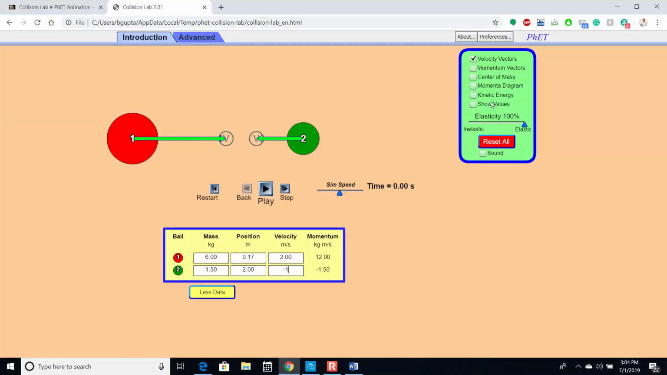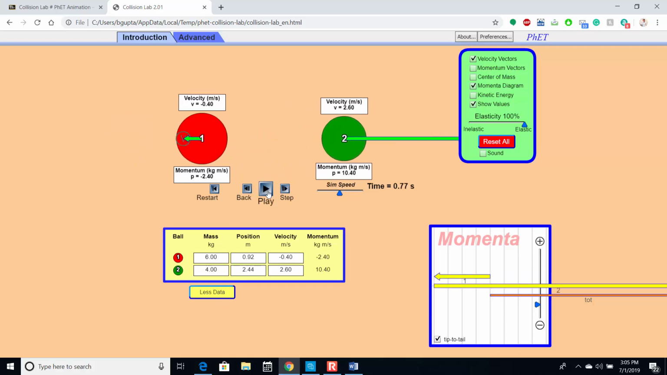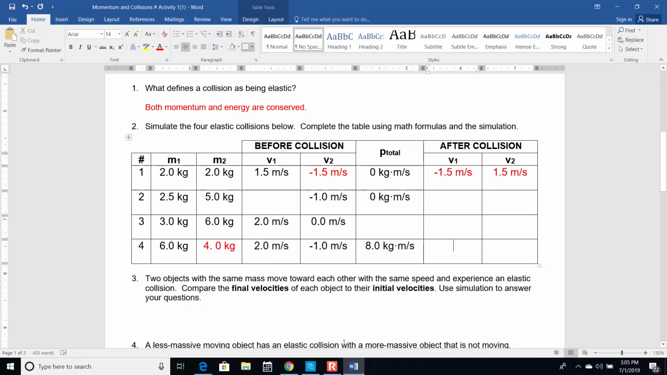Now all the values are showing here. The mass is now 4 kilogram. This mass is 4 kilogram. Okay, you see, and I can also get the momentum here. So you see the momentum is 12 and this is negative 4, so the total momentum is 8 now. And now I'm going to play this one. So after the collision, what I see, this one is moving at negative 0.4 and this one is moving at 2.6.